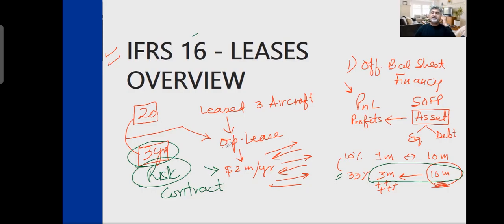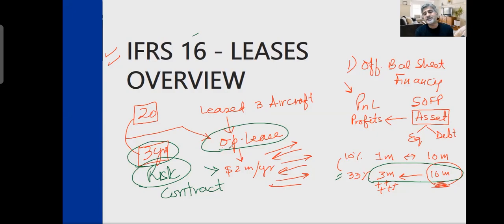So off-balance sheet financing was handled through operating lease. Operating lease created this condition of arranging off-balance sheet financing, in which businesses were attracting assets, they were using assets, they were generating the revenue, they were making the profits, but they were not showing them on their asset base in the statement of financial position. This was one side of the story.